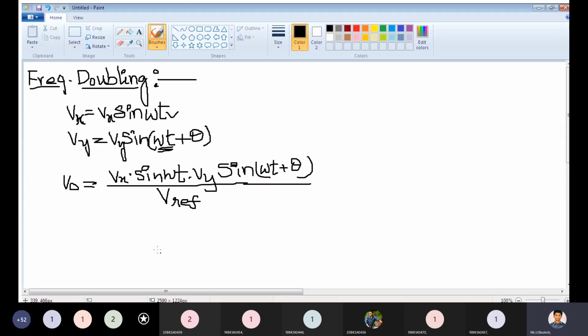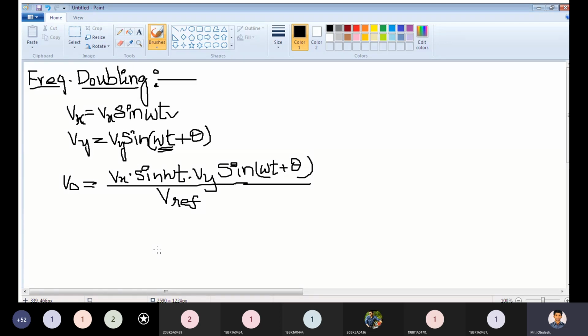So we apply these two input signals to the inputs of a 4-quadrant multiplier. The multiplier will do the multiplication. You know that V naught is equal to Vx into Vy by V reference. You need to remember that equation. V naught is equal to Vx into Vy by V reference.